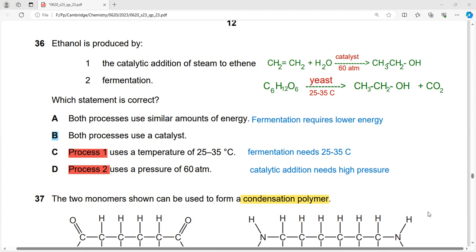In the second, the fermentation reaction, we take glucose and yeast. This will break down the glucose.